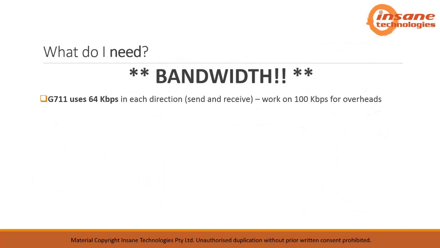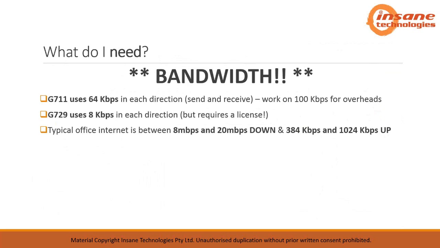Now, getting a little bit techie here, the typical codec, which is the way in which the audio is compressed and converted and transmitted, is called G711. Now that uses 64 kilobits of data in each direction, but we generally work off 100 kilobits because of overheads and faults. G729, which is a much more advanced codec, is available, and it works on about 8 kilobits, but it requires a license, so you'll very rarely see phone systems that support this out of the box.